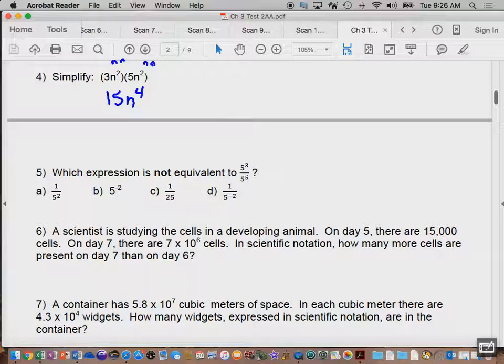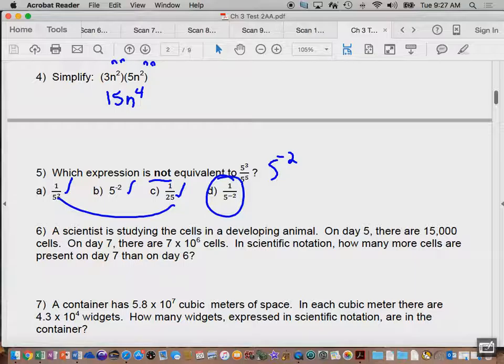Which expression is not, keyword there, equivalent to 5 to the 3rd over 5 to the 5th. Now we're going to subtract exponents, and 3 minus 5 is -2. So that's 5 to the -2, so we know that works. A negative exponent, reciprocal. There's 1 over 5 squared, we know that works. That's the reciprocal part. 5 squared is 25, so I know those are the same thing, but not 1 over 5 to the -2. In fact, there's no way that 1 over 5 to the 2 and 1 over 5 to the -2 are the same. So therefore, choice D is the one not equivalent.